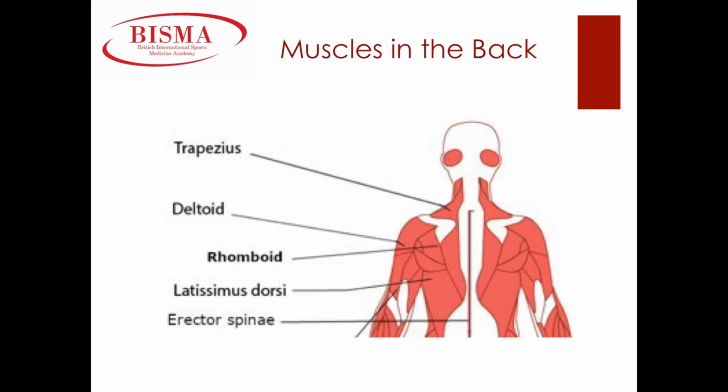Your rhomboid is found below the trapezius, and it also originates on the cervical vertebrae, C7, as well as the upper thoracic vertebrae, T1 through T5. It inserts onto your scapula, and the joint it crosses is the shoulder girdle. The joint action resulting from rhomboid contraction is retraction of the scapula.